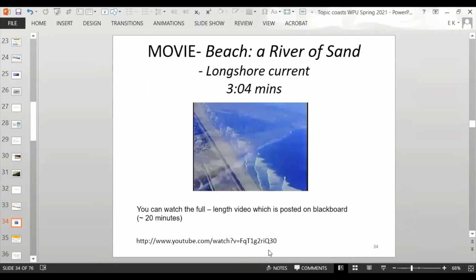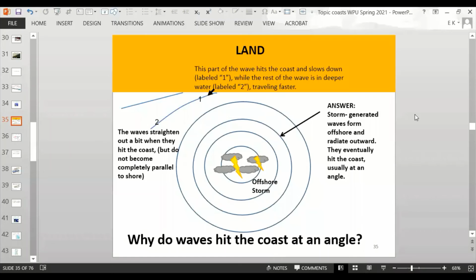And then I have a little video clip to show you. So you just watched that little clip from the movie Beach River of Sand that talks about longshore current. So we're going to go into the details about that.